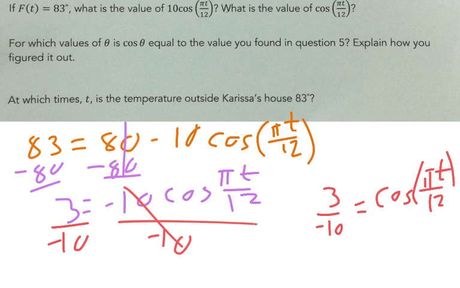So if this whole thing needs to be true, then what does negative 10 cosine of pi t over 12 need to be? If 83 needs to be equal to 80 minus what? So 80 minus what is 83? Negative 3. So we needed this whole thing to be negative 3.